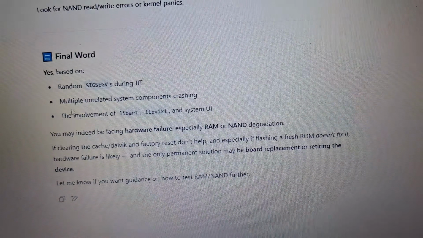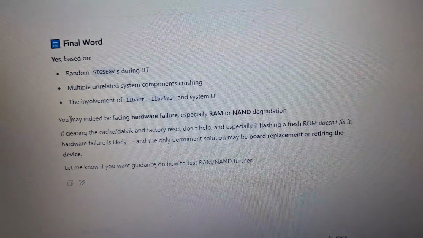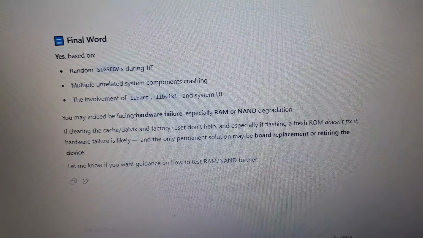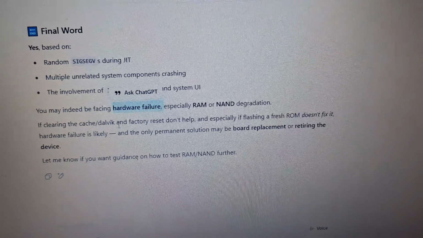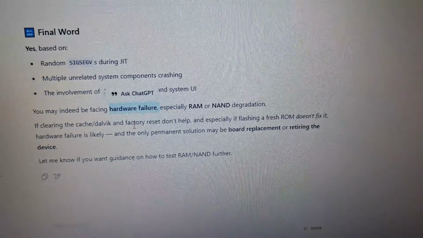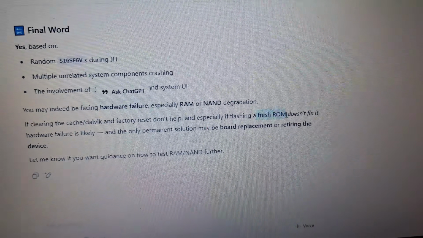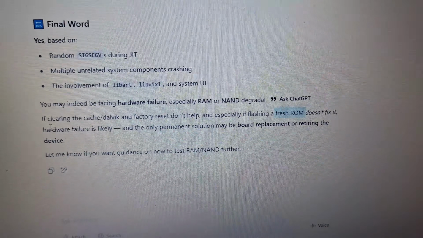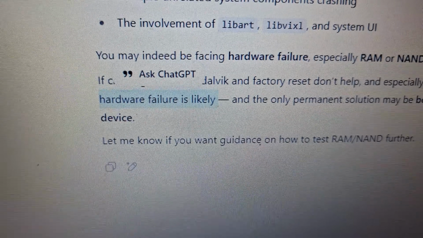Based on random system and modern components crashing, involved with libart and system UI, you may in fact be dealing with hardware failure, especially random NAND degradation. A factory reset doesn't help. That's happened. I've tried them. That doesn't work. This one doesn't work. I tried that as well with Lineage and stock. Hardware failure is likely. So that proves it. The RAM is also failing on the device.